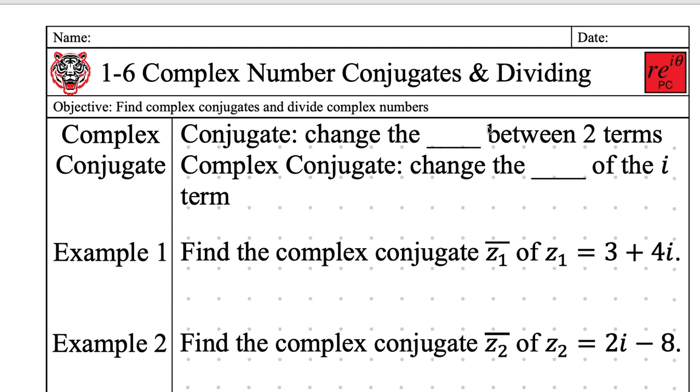Find complex conjugate and divide complex numbers. There it is. Conjugates. Ooh, scary word. Complex numbers and division. You might notice that there's a giant lack of division yesterday. We did multiplication. We've done addition before. We've done subtraction. Today we're doing division. In order to do division, you need to use complex conjugates.